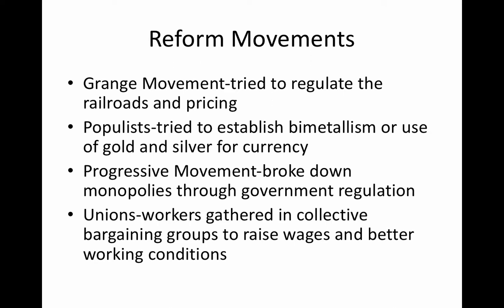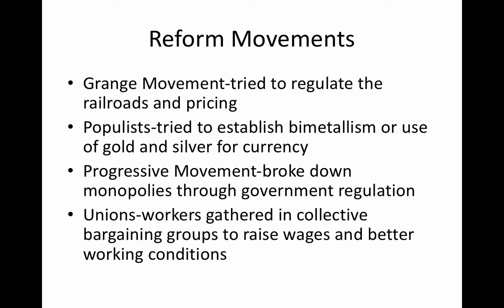Out of this movement came another farming movement called the Populists. The Populists tried to establish bimetallism, or the use of both gold and silver for currency. They were attempting to inflate the currency. Now, why would you want to do that? Inflation sounds really bad, right? The reason why was that farmers realized that, while inflation might cause prices to go up, it also allows people to buy their products more. And the problem for farmers at this time was that not enough people were buying their products.